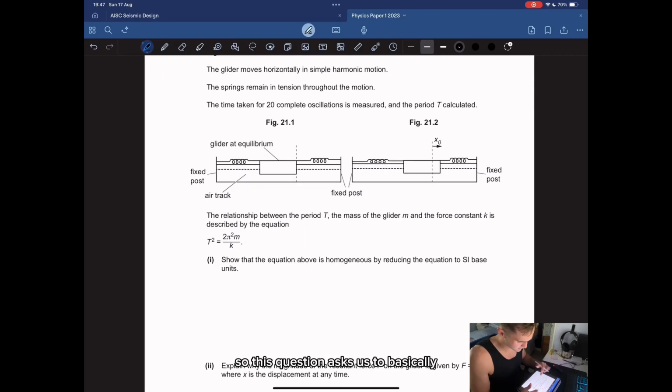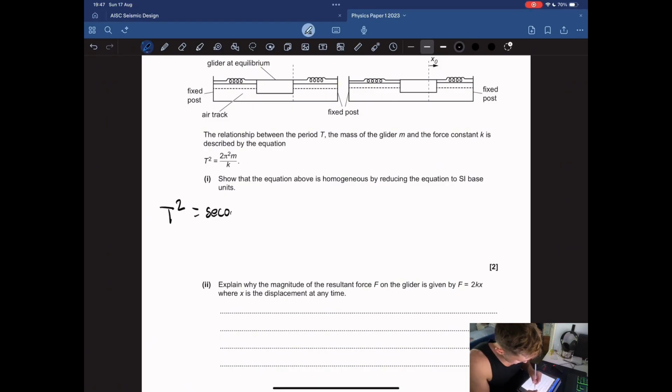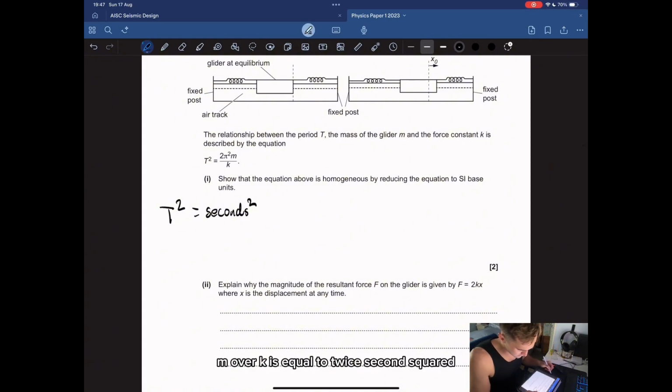So this question asks us to basically show that the units on the left side of the equation are equal to the right. So time period squared is just seconds squared. And probably the more challenging part is to show that 2 pi squared m over k is equal to time seconds squared.